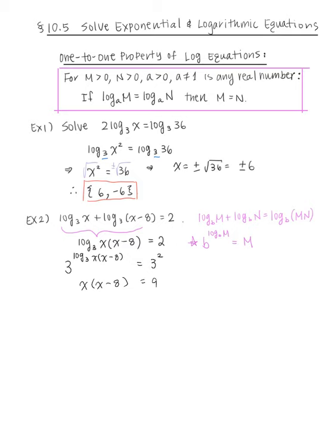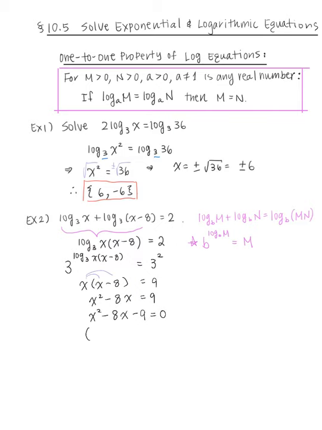Looking good. Now I'm going to distribute the x in. Then we get x squared minus 8x equals 9. Remember what we're doing: we're trying to solve for x. So I would like to bring the 9 to the left-hand side by subtracting 9. We get x squared minus 8x minus 9 equals 0.